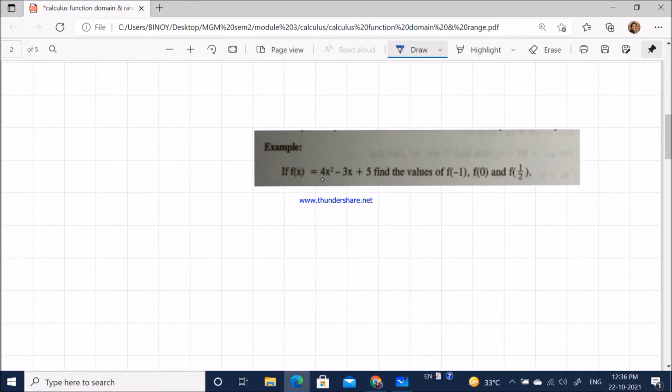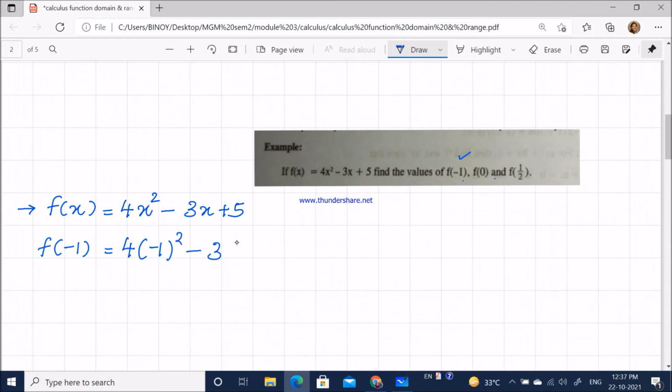Now let's see some of the examples. Here we are given f of x is equal to 4x square minus 3x plus 5, and we are asked to find the value of f of minus 1, f of 0 and f of half. Whenever we get this question, what we have to do is we write what is f of x. This is our function. Now we are to find f of minus 1. So write f of minus 1. Now we need to substitute the value minus 1 in all the x. So 4 into minus 1 square minus 3 into minus 1 plus 5, which is 4 plus 3 plus 5, that is 7 plus 5, 12. This is the answer for f of minus 1.